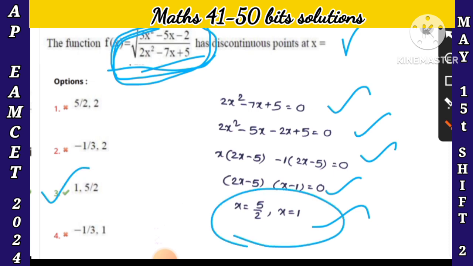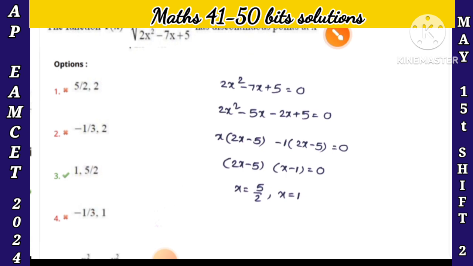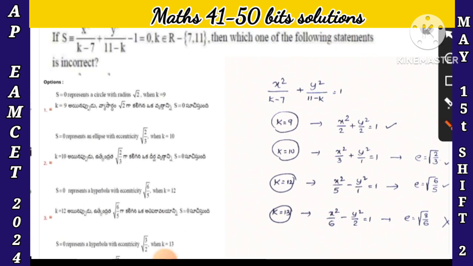Simply it is enough to find the factorization of the denominator. Then we get the values x is equal to 1 comma 5 by 2. Means at these 2 points the function is discontinuous. So the answer is the third option. That's all. That is the only answer. Now see the next problem.